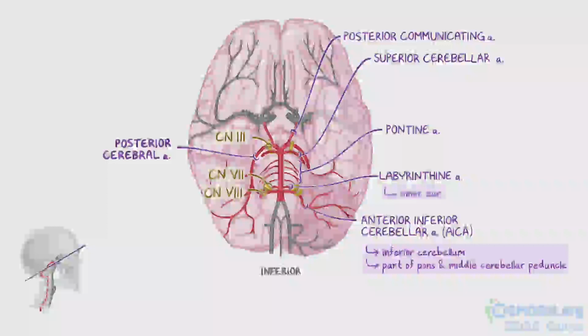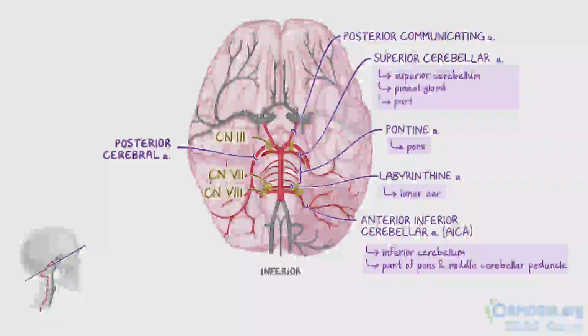Next up, the pontine arteries are numerous small branches that course laterally to supply the pons. Last, just before the bifurcation of the basilar artery, there are the superior cerebellar arteries, which course laterally and then travel around the cerebral peduncle to reach and supply the superior aspect of the cerebellum, the pineal gland, part of the pons, and part of the third ventricle.